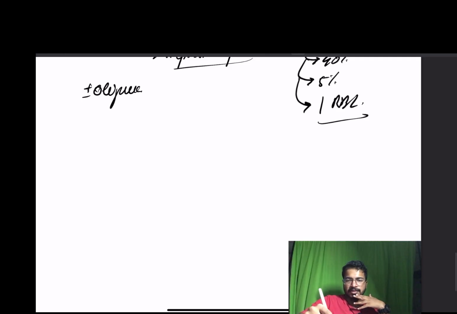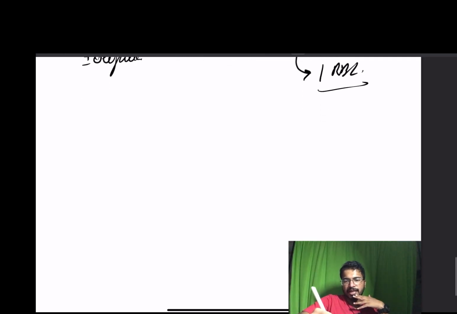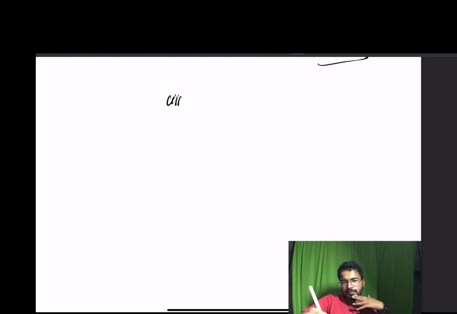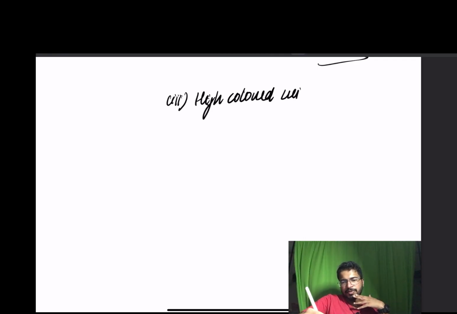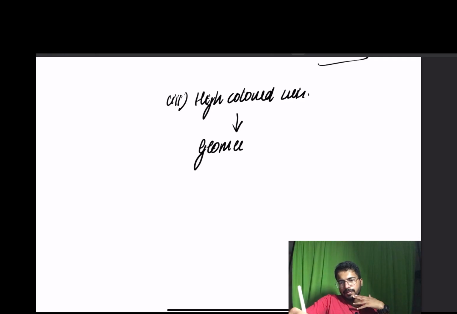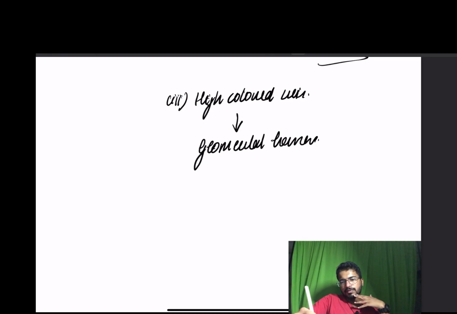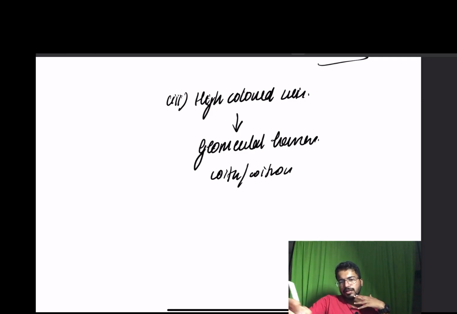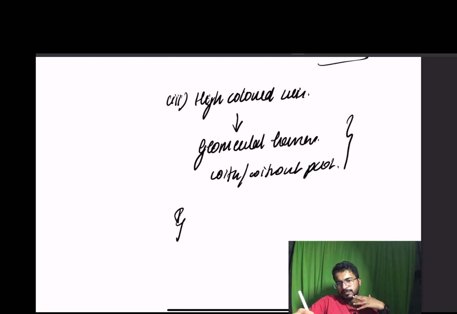The third one is a patient who is having high colored urine, high colored urine with glomerular hematuria, with or without proteinuria. It could be IgA nephropathy.